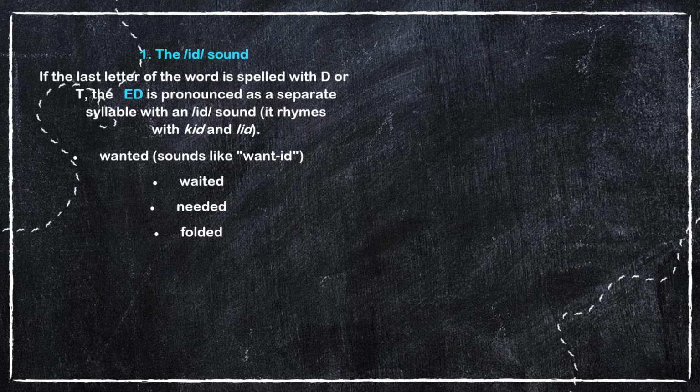For example, wanted sounds like wanted. So, waited, needed, folded, right? This is the easiest way to pronounce that ed sound. This is like id, right? Wanted, waited, needed. So you have to pay attention to the verbs that finish in T and D. You just need to add the ed and the pronunciation is like waited, needed, folded. This is the easy one.